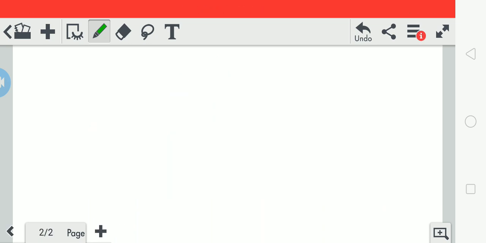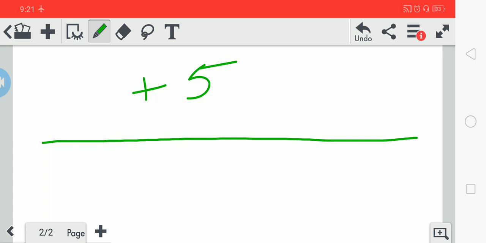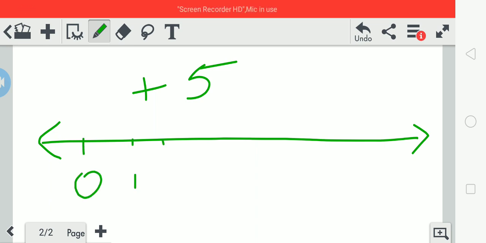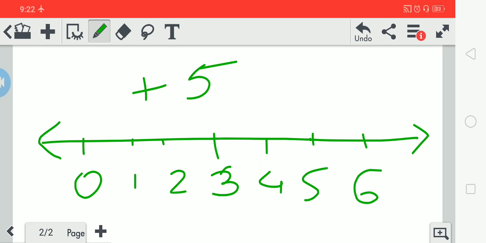Let's take another example. Suppose we want to show the positive 5, or plus 5, on the number line. Already you know how to draw the number line. Now 0, 1, 2, 3, 4, 5 and 6. You have to show the positive 5 on the number line. Let's count 0, 1, 2, 3, 4, 5. Here we get positive number 5. Here you can draw a small circle, and you can assign any alphabet to it, say X. These are the examples of the positive ones.